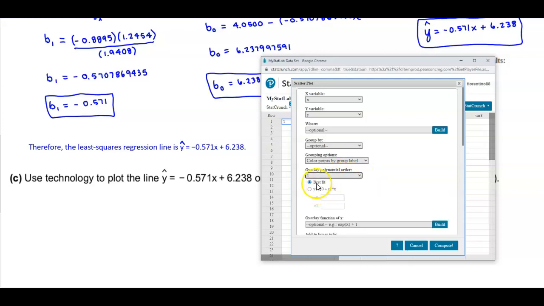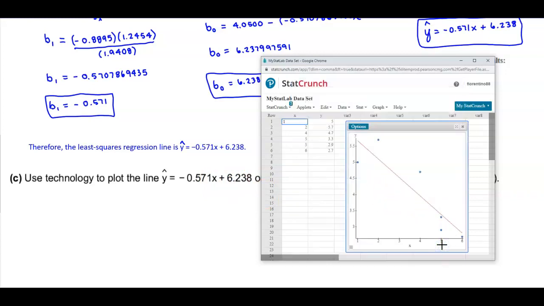And then we're going to select this option here where we have y equal to C0, which represents the y-intercept. So the y-intercept is 6.238, and we're going to put in that value. Then the next thing we want to do is put in the slope. The slope is negative 0.571, but do not include the x. So we have negative 0.571. Now we're going to select Compute.